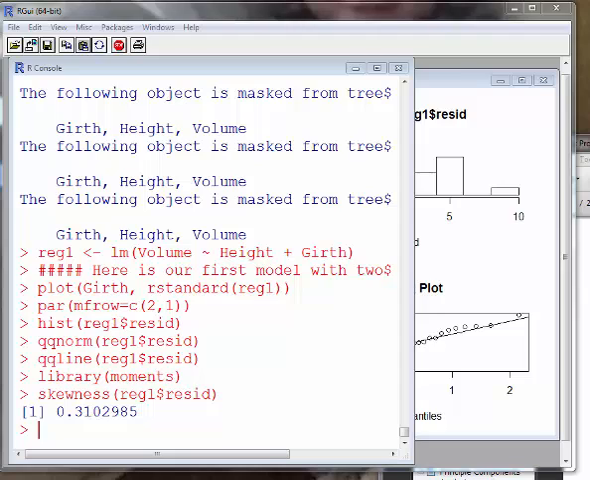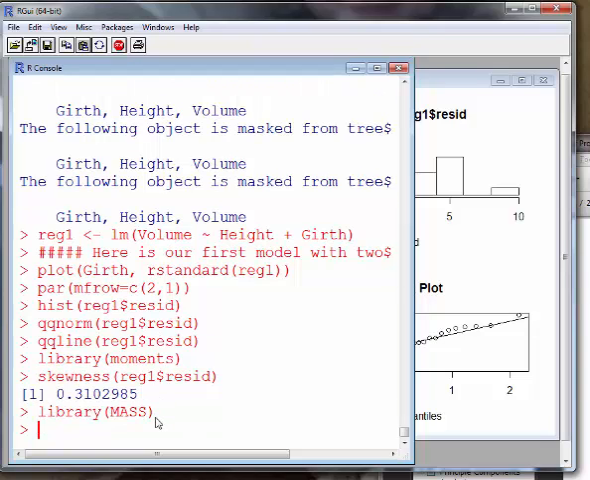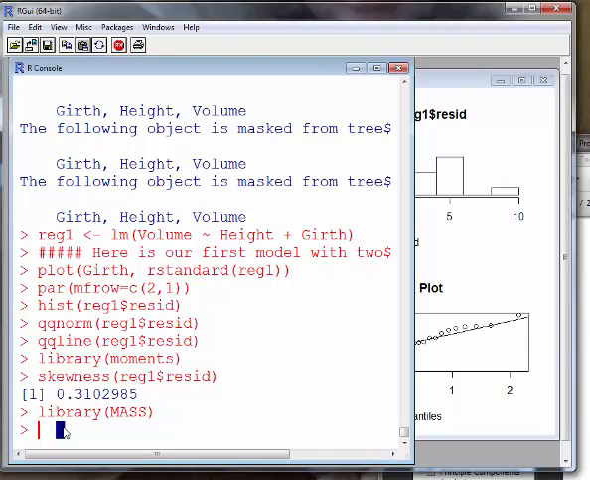Now, here's something that I want to do. I want to load this library called MASS. I want to do this because in this library we have something called the Box-Cox transformation. We just talked about those in the notes, but this is how you get at the Box-Cox function. I want to transform the volume according to Box-Cox.